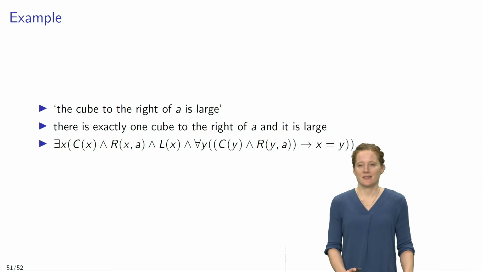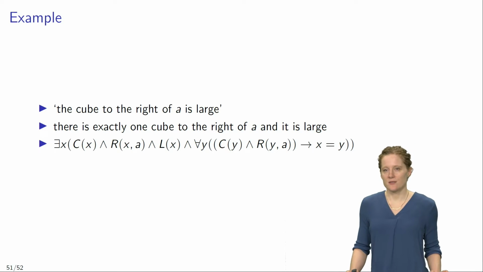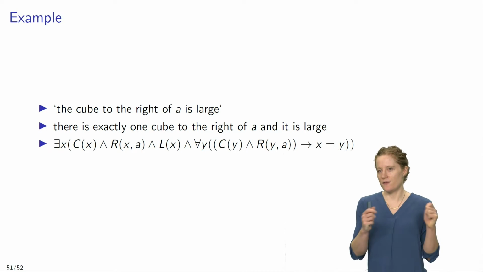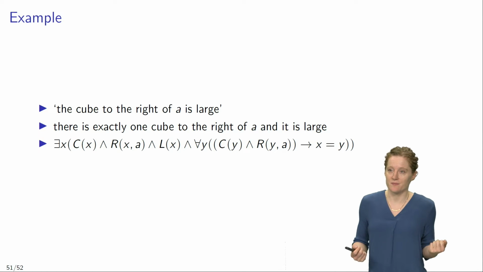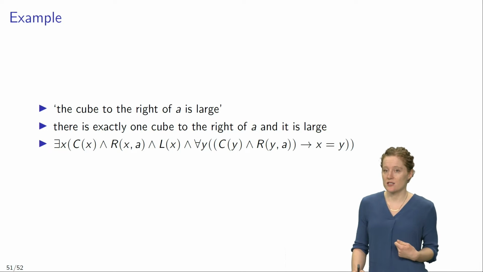So let's look at an example to see how that works. Suppose I want to symbolize the sentence, the cube to the right of A is large. Here the first part of the sentence, the cube to the right of A, is a definite description. And so according to Russell's analysis, what this sentence is saying is that there is exactly one cube to the right of A, and this cube is large.